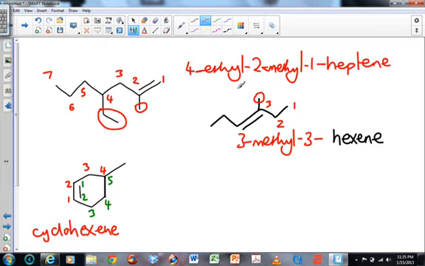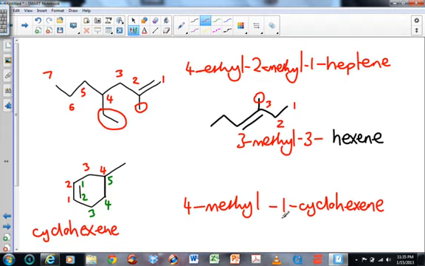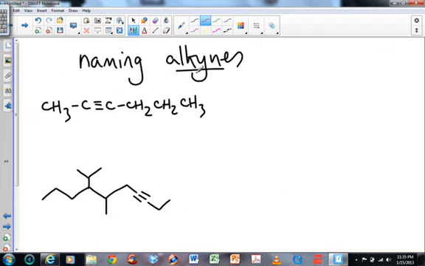So therefore, if I write that name out again, so we've got cyclohexene, and we're assuming that alkene starts on carbon 1. The methyl group is on carbon 4 relative to that, so therefore 4-methyl-1-cyclohexene. Remember, the cyclo is there just to tell you that there is a ring there. Alright, so that's naming alkenes.